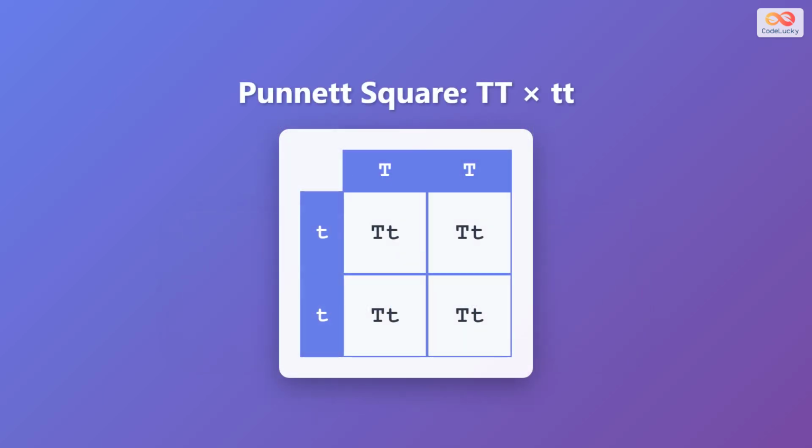The Punnett Square is a visual tool that helps us predict all possible offspring genotypes. When we cross capital T capital T with lowercase t lowercase t, each parent can only contribute one type of gamete. The capital T parent produces only capital T gametes, while the lowercase t parent produces only lowercase t gametes. All four boxes in our Punnett Square show the same result, capital T lowercase t.